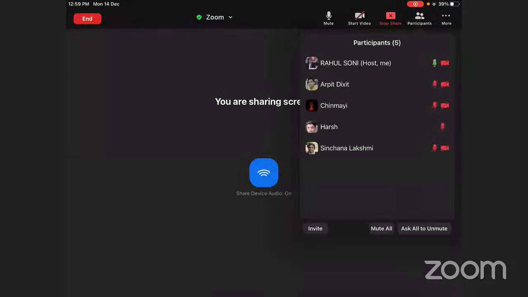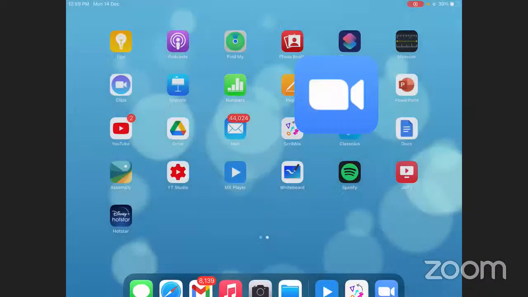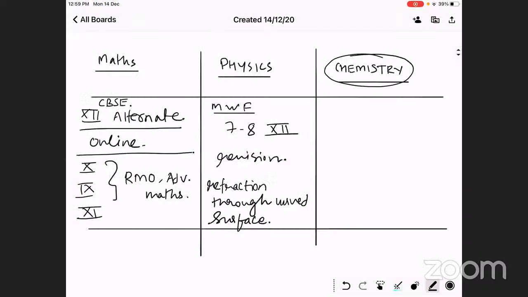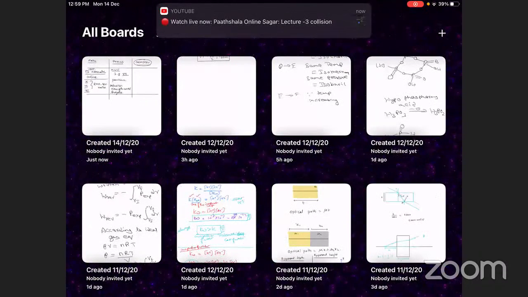बच्चों बताओ कौन सा लेक्चर है ये? This is collision lecture third. Third, sir. Third. Okay. Let's quickly revise everything we have learned in the collision till date.